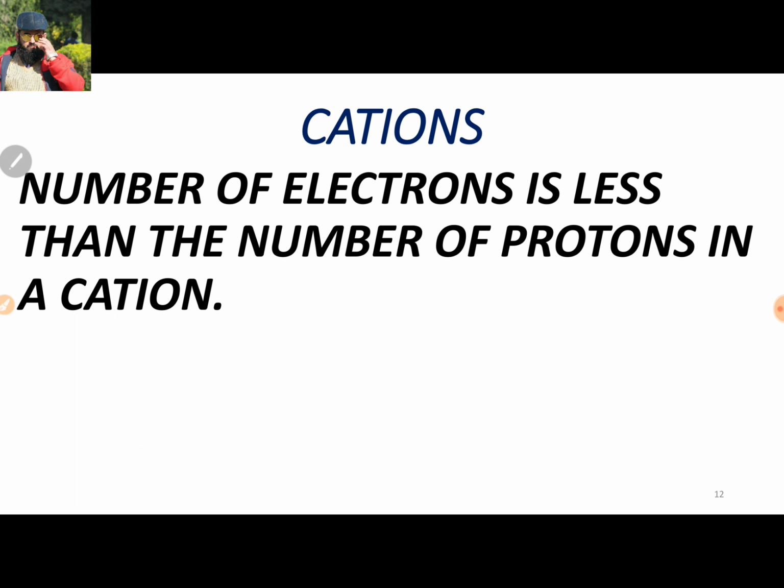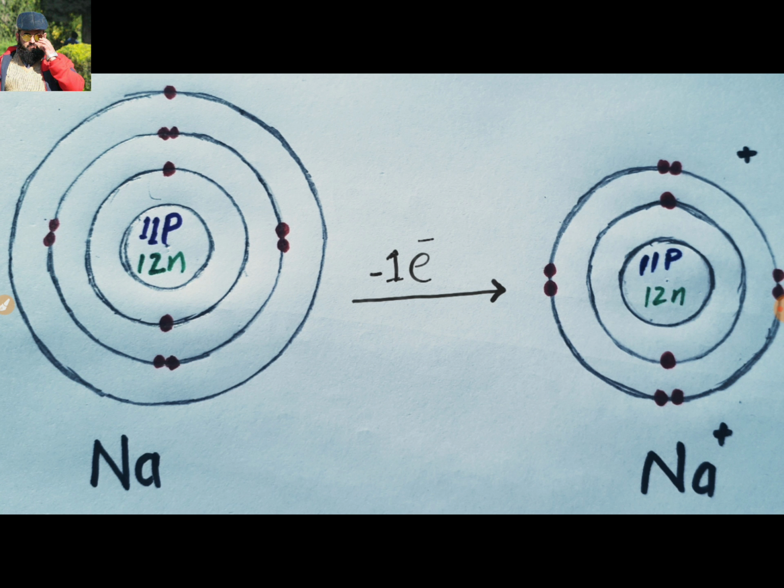Remember that the number of electrons is less than the number of protons in a cation. For example, here you can see that sodium has 11 protons and 11 electrons: 2 in the first shell, 8 in the second shell, and 1 in the third shell. So it has a total of 11 electrons. When it loses the electron present in the last shell, the number of protons remains 11 and the number of electrons becomes 10. So the number of electrons is always less than the number of protons in a cation, that is, a positively charged ion.